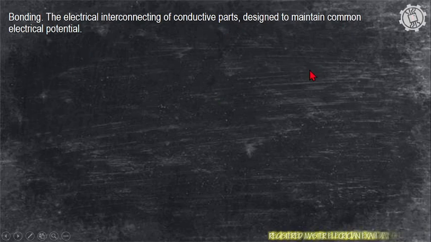Kunyari, meron kang dalawang box. Gusto mo na they are connected electrically. So dapat lagyan mo ng wire na naka-connect doon sa dalawang box, no, na naka-connect sa metal part. So ang connection na yon, ang tawag doon is banding.